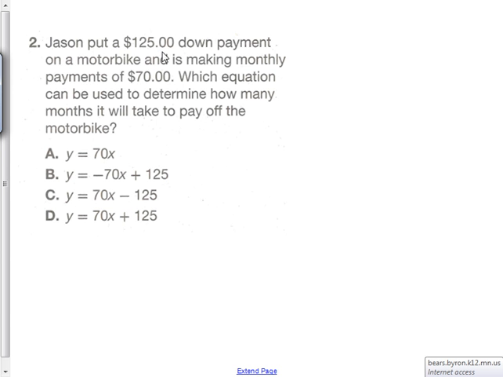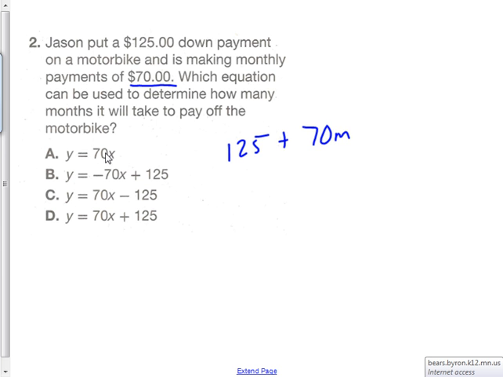So Jason put $125 down payment on a motorbike and is making monthly payments of $70. So this monthly payment is going to keep happening over and over again, whereas the $125 we're putting down right away. So when I'm thinking about that, I'm thinking $125 plus 70 times m. The reason why it's 70 times m is because we're making this payment each month or per month. Now, when I think each or per, I'm thinking multiplication. So which equation can be used to determine how many months it will take to pay off the motorbike?